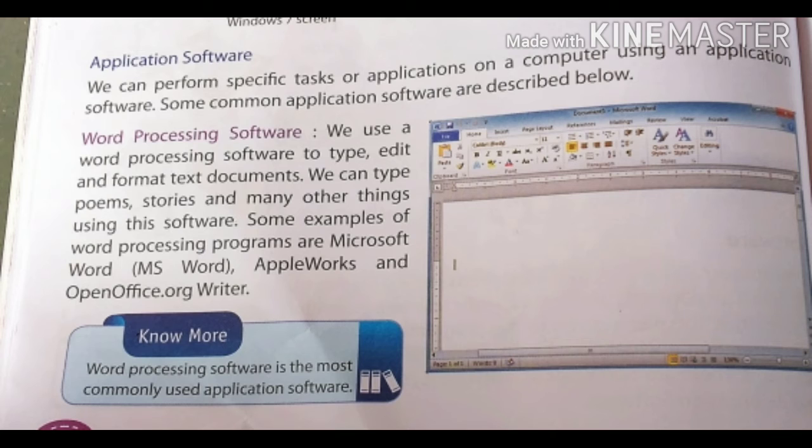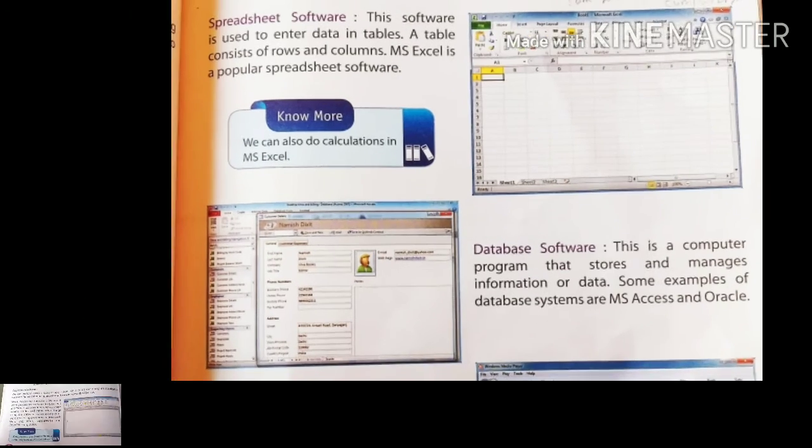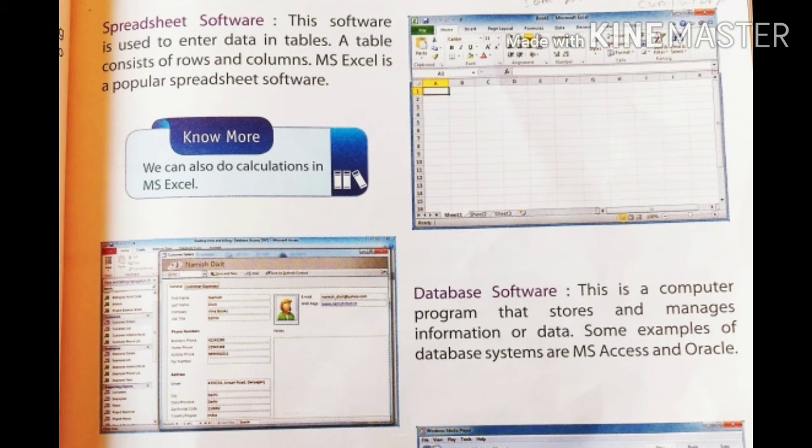Some examples of word processing programs are Microsoft Word, MS Word, Apple Works and OpenOffice Writer. Second one, spreadsheet software. It is used to enter data in tables. A table consists of rows and columns. MS Excel is a popular spreadsheet software. Third one, database software. It is a computer program that stores and manages information or data. Some examples of database systems are MS Access and Oracle.